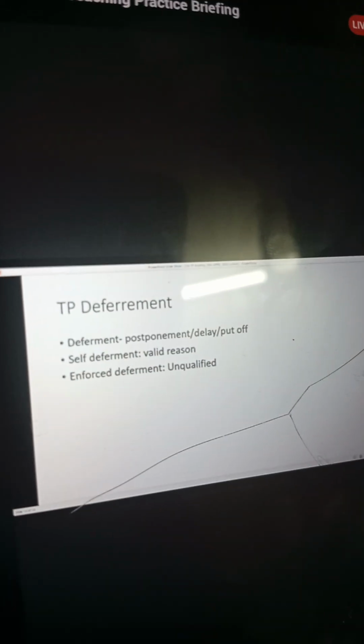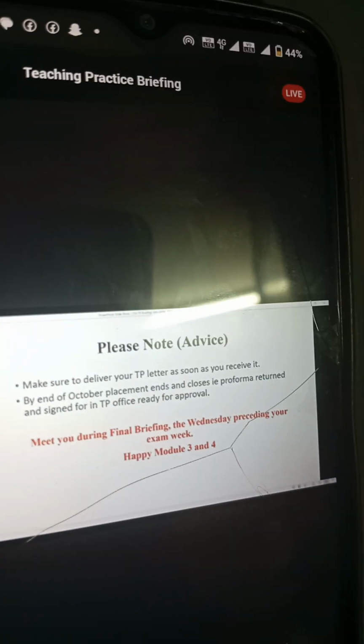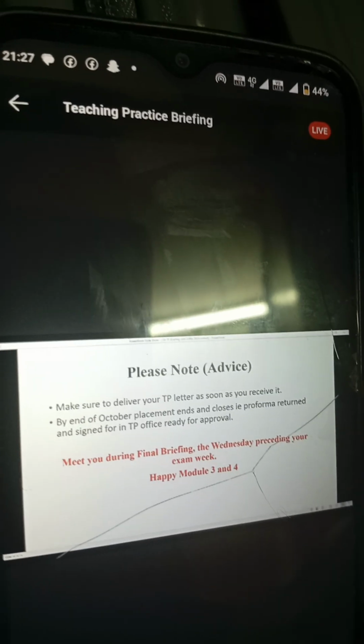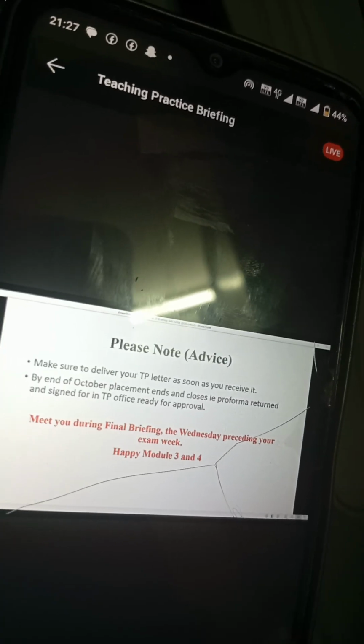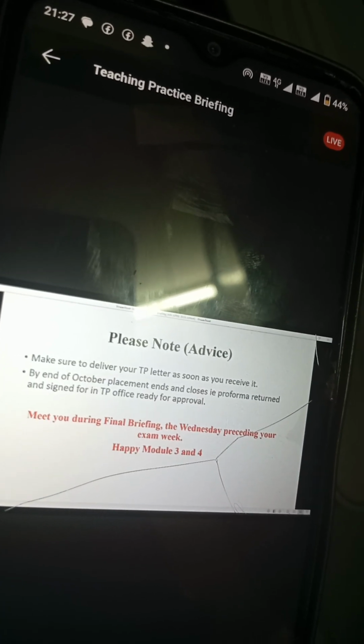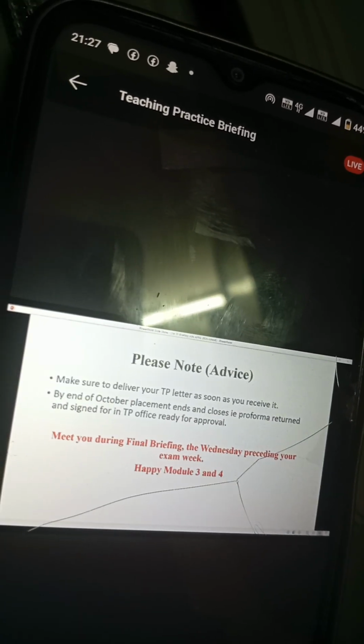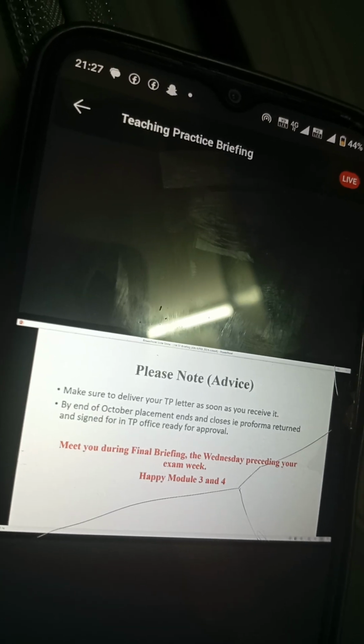So when you want to defer, please write a letter to our TP office, deferring. Good. Please note and advise. Once you get your letter, make sure you deliver it, you scan it, or whichever other means you digitalize it and send it to our email. Come confirm whether we've received it, sign against the TP register, and then we'll give you the go ahead to placement.